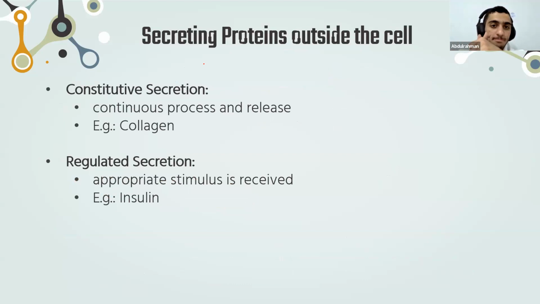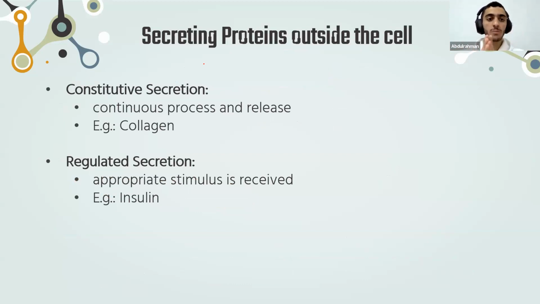Now, that being said, our last part here is that, so now we understand that proteins can go into the membrane, they can go outside the cell, they can go into the lysosomes. One last point is proteins that are going to be secreted outside the cell. How exactly will they be secreted? There's two different types, constitutive secretion and regulated secretion.